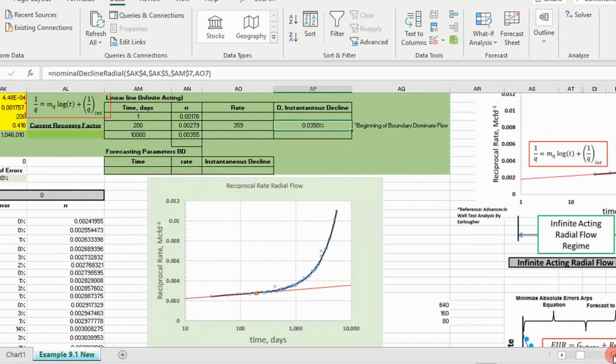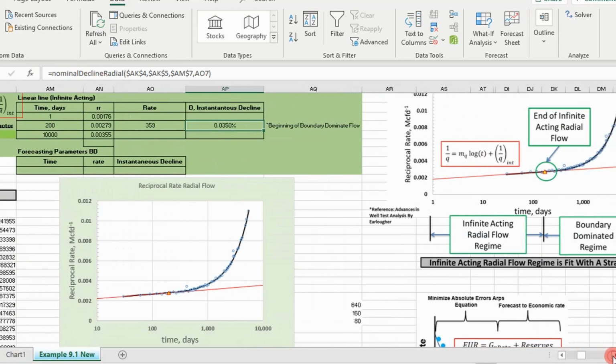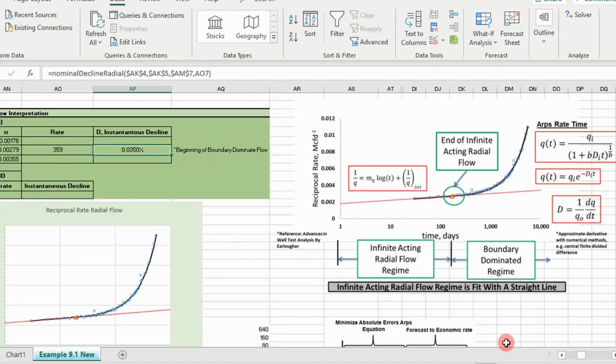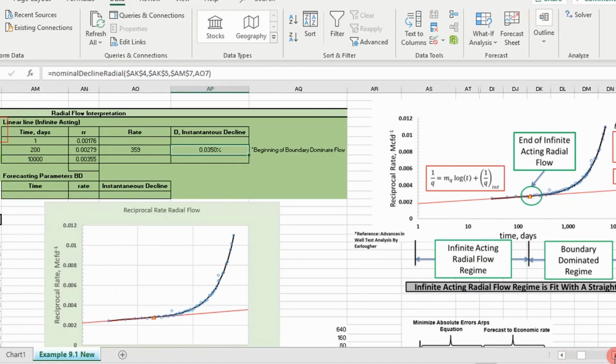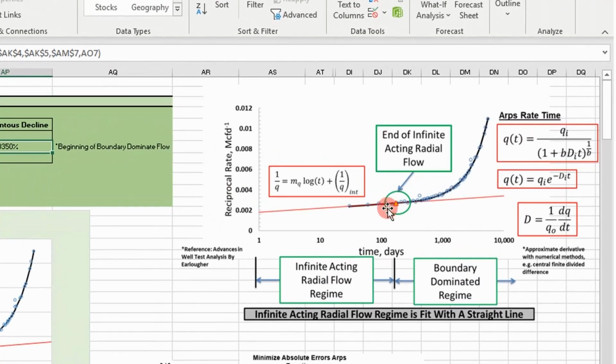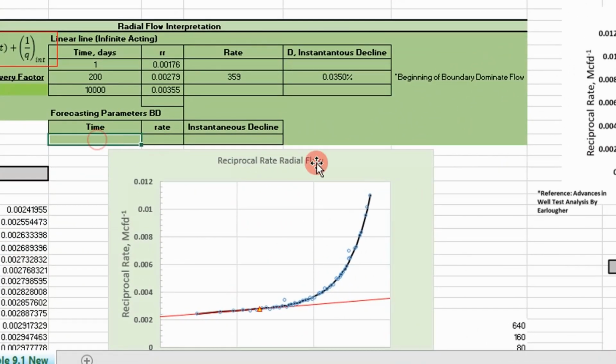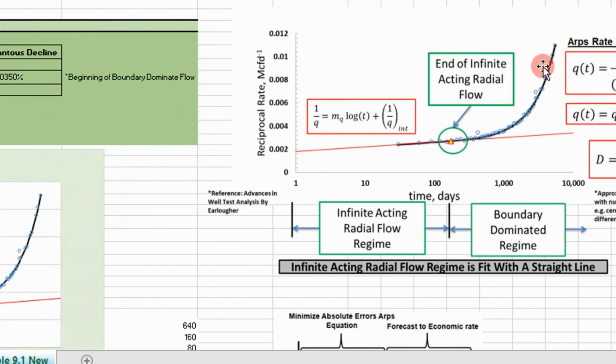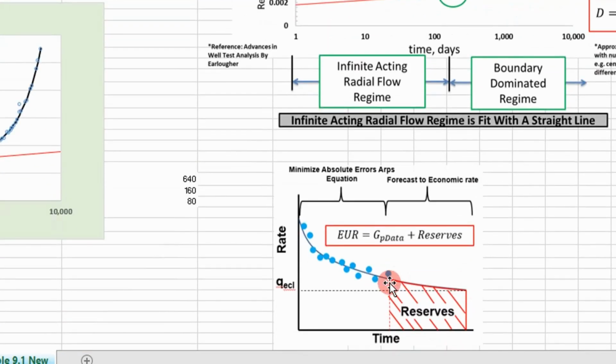So now what you have to do is, this is another key point. When you go from infinite acting to boundary dominated flow, you got to restart your time produced to 0 because you're approximating from this point beyond with a different function. So this is going to start at 0. So what we're going to do is we're going to forecast. In order to forecast, we want to take our last data point right here, if you remember this, and project it forward.